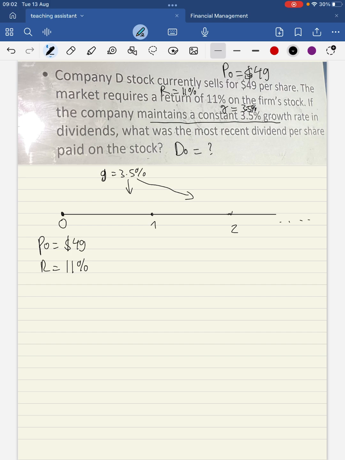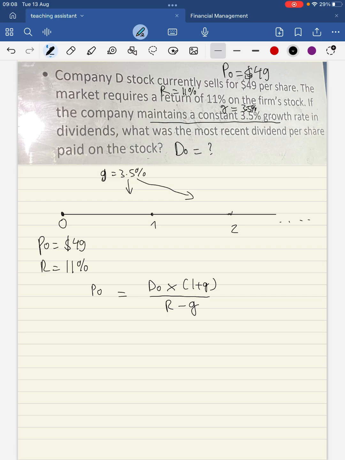Do you see any pattern here? Yes, it is one of the cases that we have studied before in the previous video. In this case, we have to value a stock when it has a constant growth rate. The formula is P0 equal to D0 times 1 plus G divided by R minus G. Since we already know the numbers, we can easily find D0.